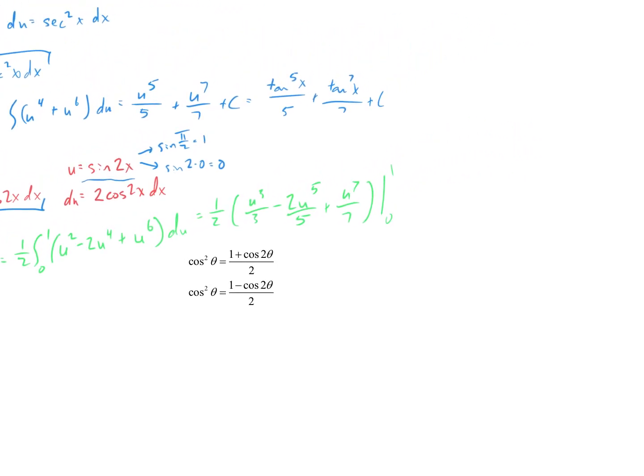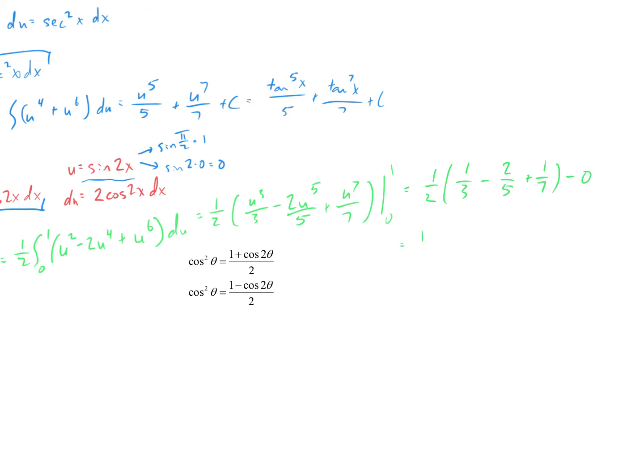And what do we get when we plug in our top bound? Let's see, 1/2 times 1/3, because 1 cubed is 1, minus 2/5, because 1 to the 5th power is still 1, plus 1/7, because 1 to the 7th power is 1. There we go. And then the bottom bound is 0. Check it in each term. You should get 0.